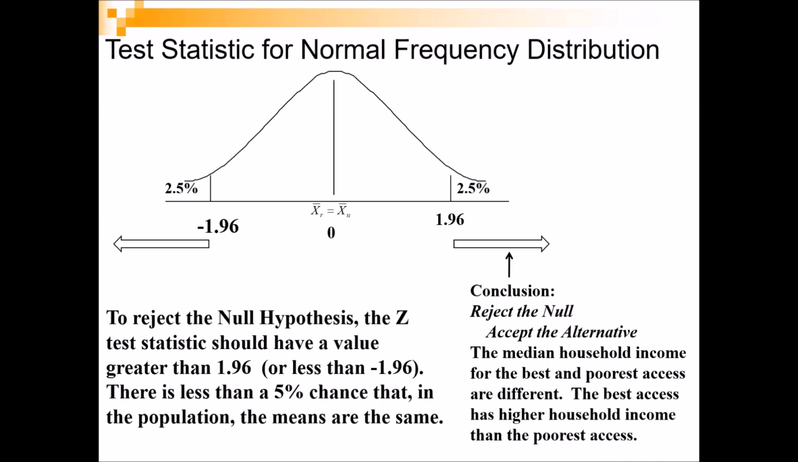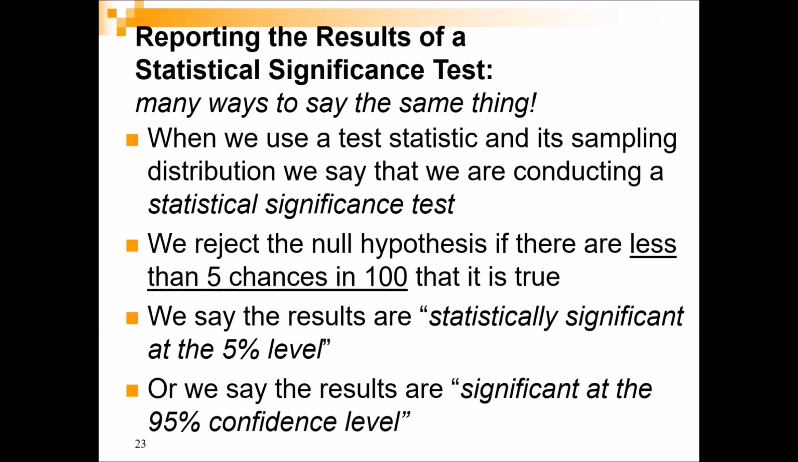Okay, so to reject the null hypothesis, the z-statistic has to be greater than 1.96 or less than negative 1.96. I wouldn't worry about this. What I worry about is what does Excel tell me? And that's what we're going to work on today when we're done here.